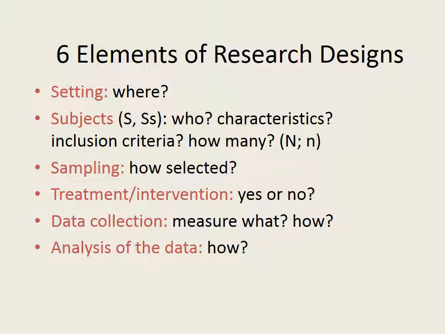selected. Treatment and intervention. First thing that you want to be able to do is look at the article and determine, was there an intervention? And I'll show you that with this presentation. I've got some examples. Data collection. Did they do something to measure? And if so, how did they measure it? And then analysis of the data. How did they analyze the data? Was there statistics used? And that's really what we're looking at when we're critiquing. And that's what you guys are doing now.